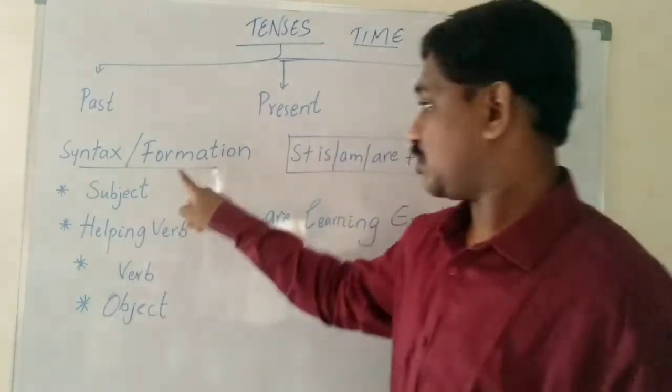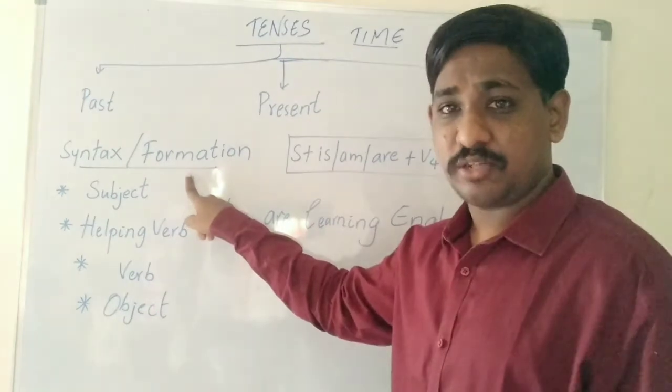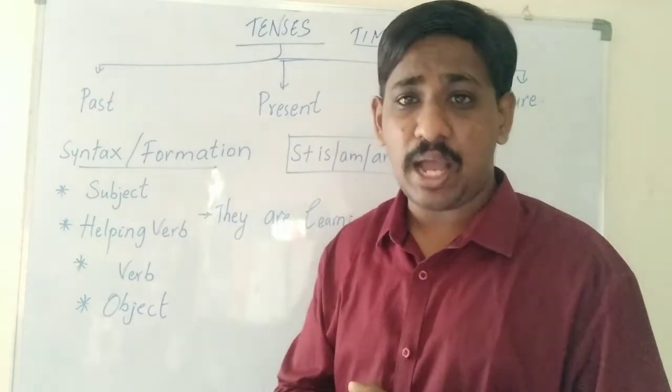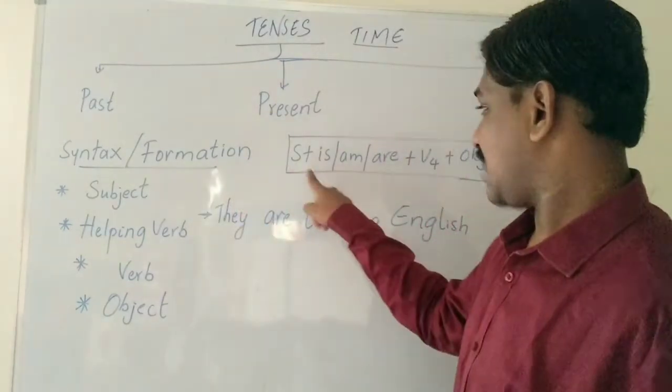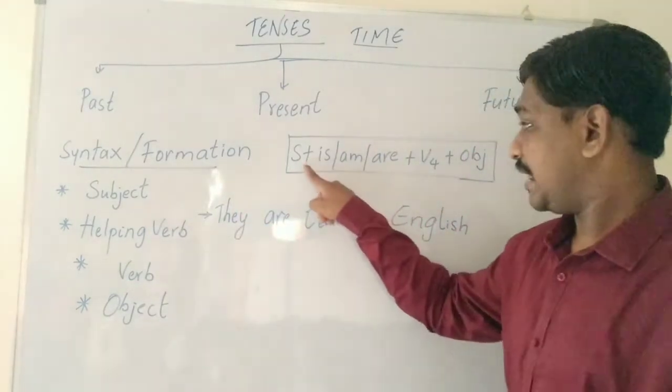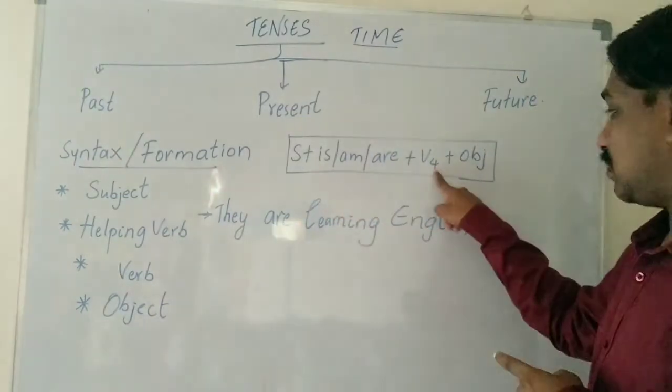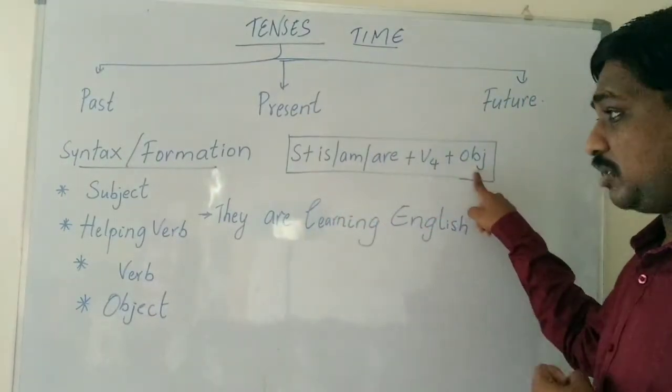Before going into tenses, let's know some technical terms which will make it easier to learn tenses. First one, syntax or formation. In mathematics we have a formula. Same like that, syntax or formation is this. S means subject. These are auxiliary verbs. This is the main verb form and this is the object.